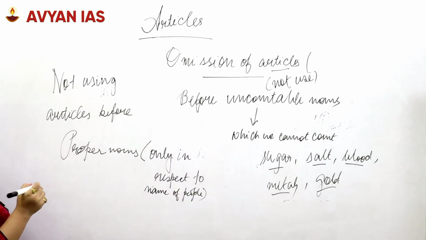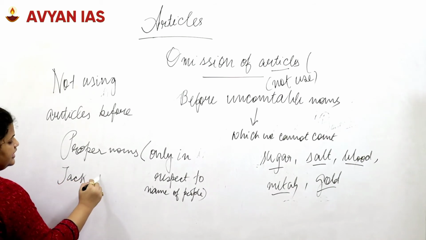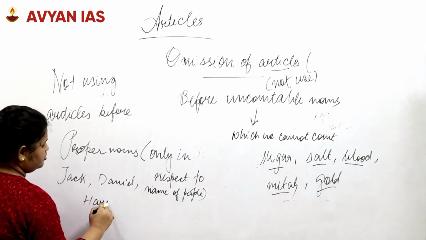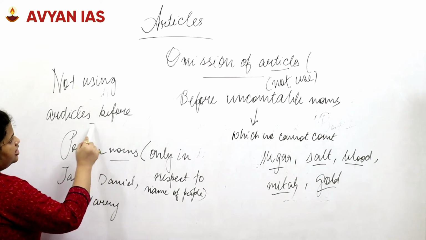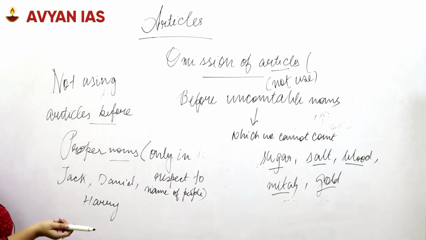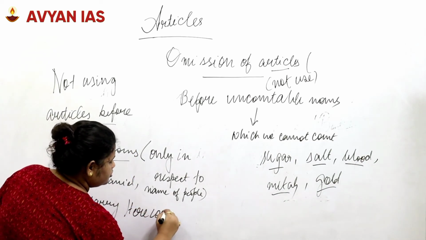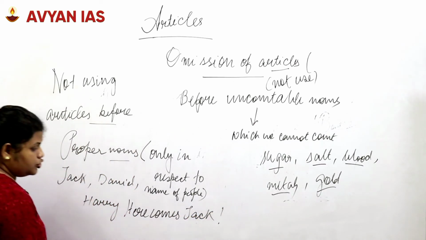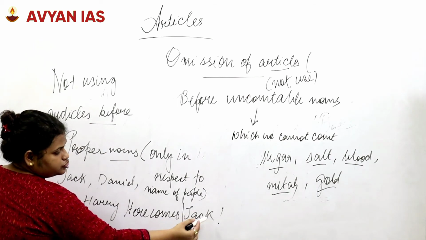Okay, so when we are talking about any Jack, Daniel, Harry, we will generally not use any article. For example, we will say, here comes Jack to the party. We can just say, here comes Jack. We will not use any article before the noun Jack.